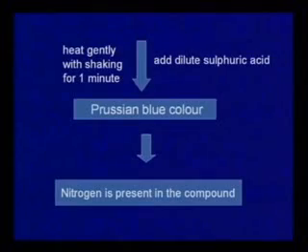If you are not getting any precipitate, in that case you have to add 2-3 drops of dilute aqueous sodium hydroxide to get the precipitate, and then you have to heat the tube gently with shaking for 1 minute, followed by addition of dilute sulfuric acid. A Persian blue color is obtained, which indicates the presence of nitrogen in the given organic compound.